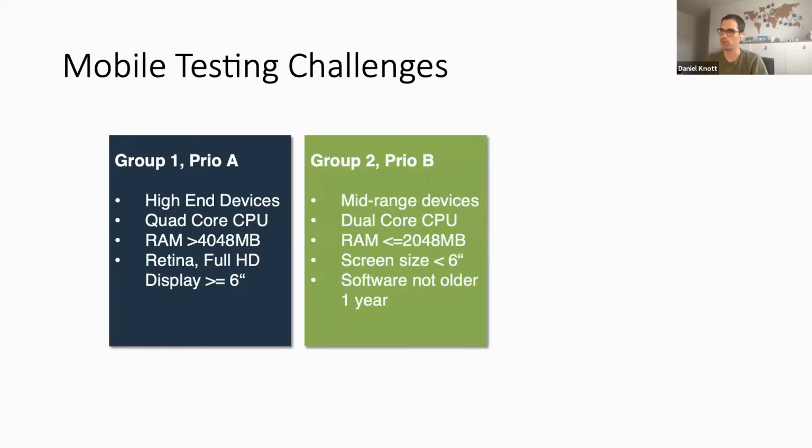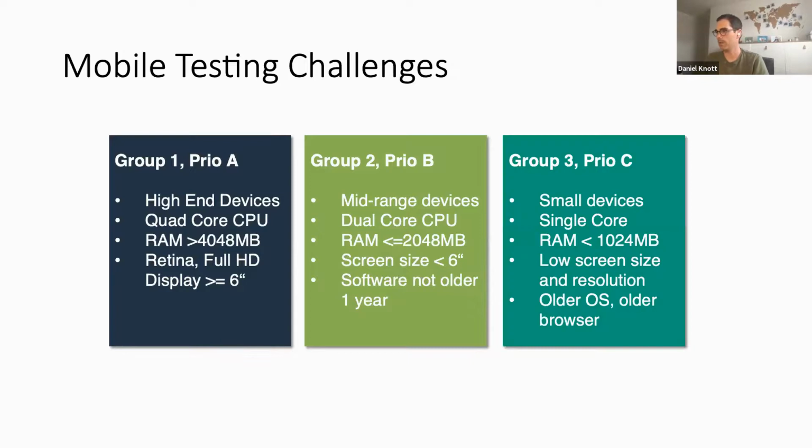Then we have a second group, group B. It's mid-range devices with less CPU capacity, less memory, smaller screen size. Software should not be older than 1 year. So we have a little less priority here, but functionality should still work. For group 1, everything must work, from the UI point of view, transitions, usability, and the performance of the app must be great. Everything must be perfect. For group B, functionality must still be perfect, so the app must function, but maybe the user has to scroll down once or twice to see some other UI elements, for example, because the screen is maybe smaller, things like that.